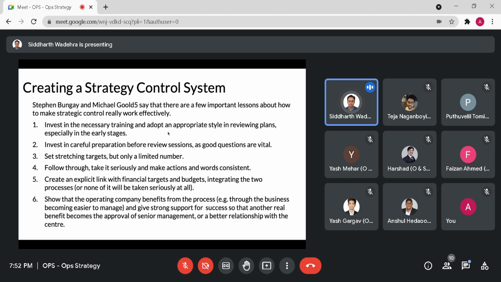Create an explicit link with financial targets and budgets, integrating the two together. And finally, show that the operating company benefits from the processes, and give strong support for success, so that another real benefit becomes an approval of senior managers, and or a better relationship with the center. Again, the intent of this point is to showcase quick wins, so that you have the management buy-in for any other ad hoc budget approval or any other support that you might need from the organization's perspective.